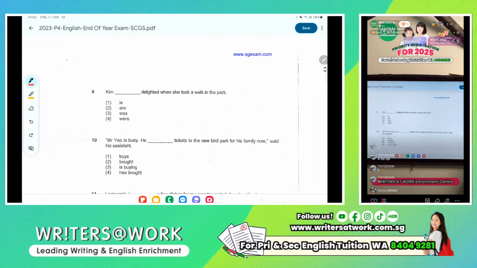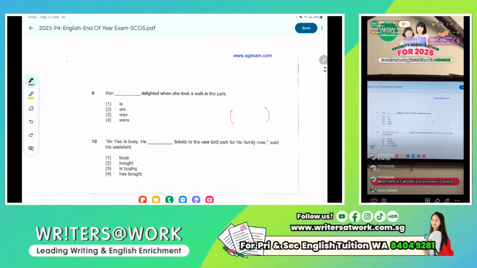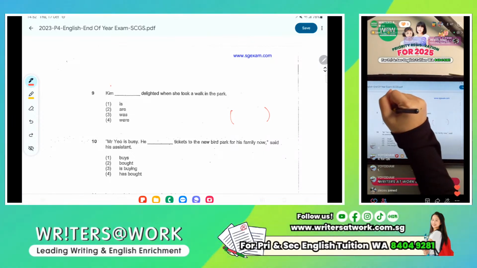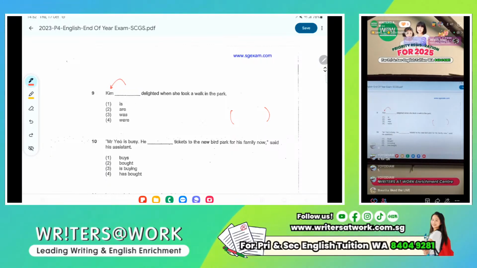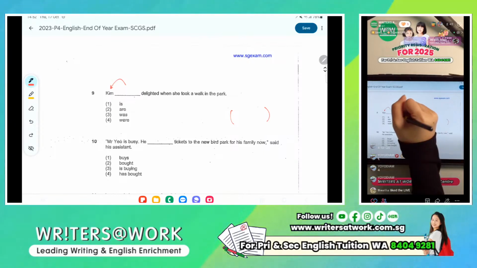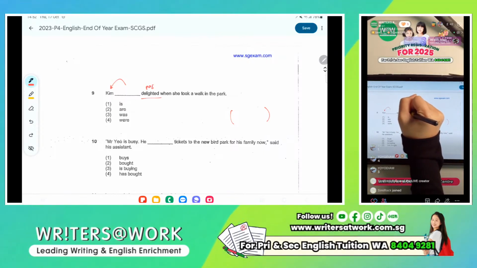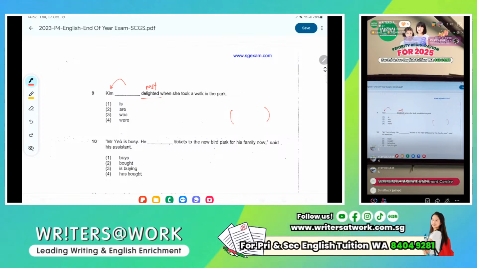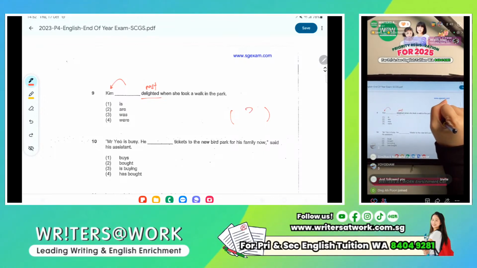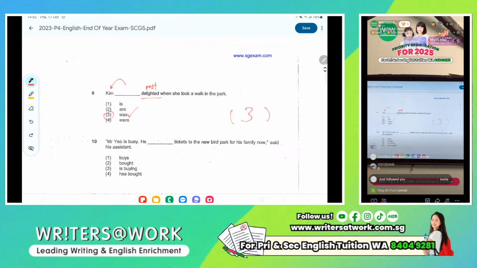Okay, moving on, question number 9. Kim blank delighted when she took a walk in the park. Kim, singular. Delighted, past tense. So for question 9, Yo-Yo Dem says number 3. Yes, he was delighted is correct, for singular and past tense, which is why we use was.